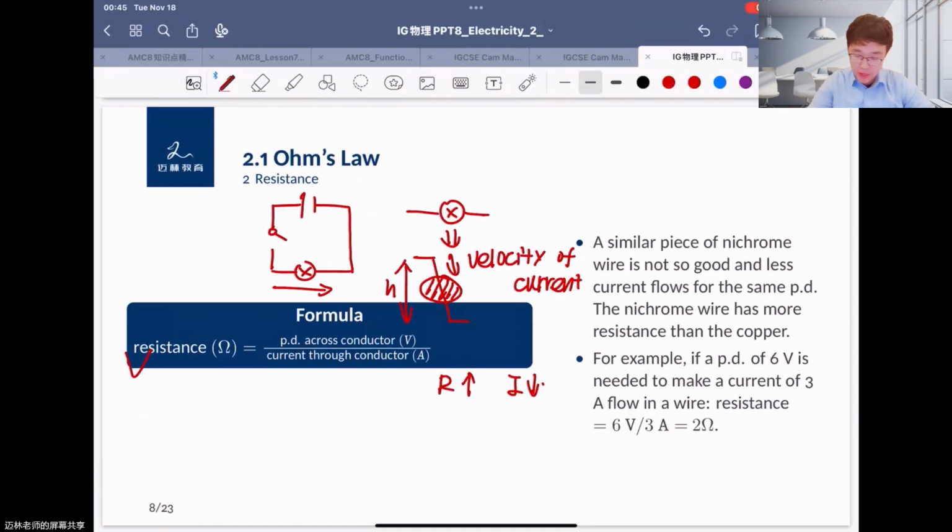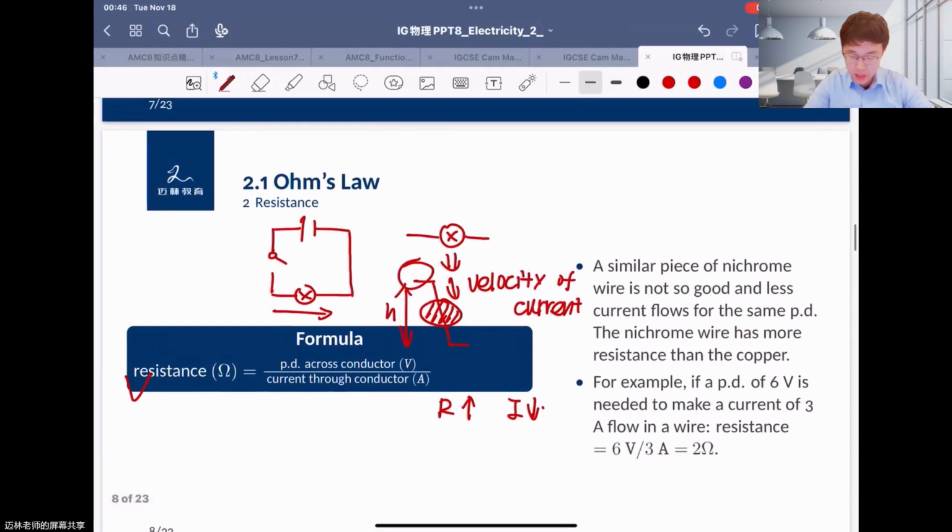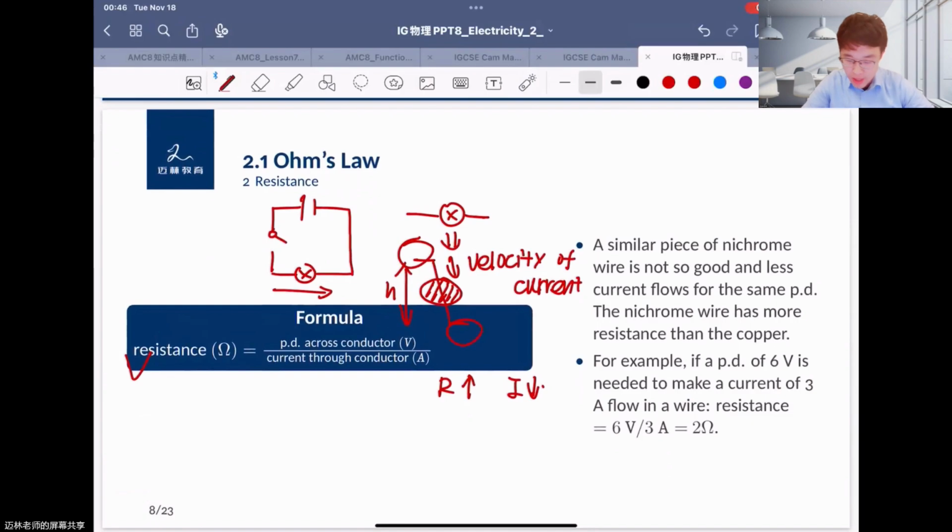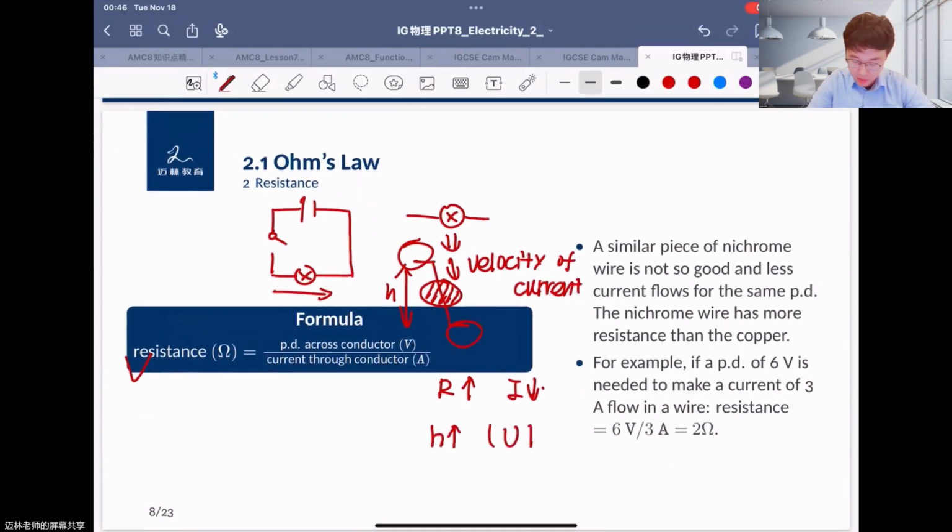Another thing you can find: if there's a block, and you increase the height difference between the front of the river and the lower place of the river, the river will also flow more quickly, right? So you can find that when resistance increases, the current decreases if the voltage doesn't change. And when the voltage or potential difference increases, the current increases. So now we can form the formula: U equals I times R.